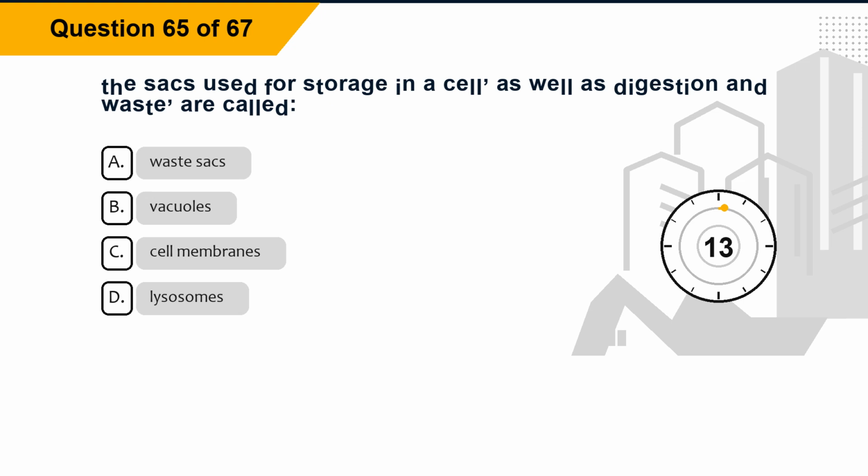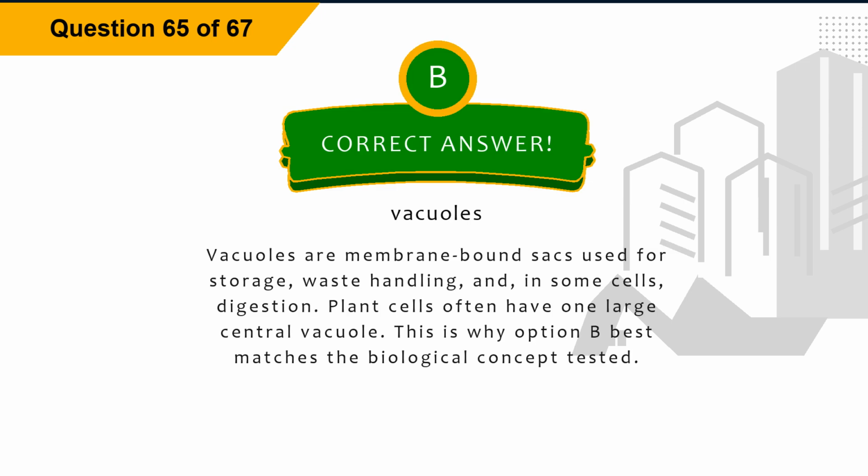Question 65. The sacs used for storage in a cell, as well as digestion and waste, are called Option A, waste sacs. Option B, vacuoles. Option C, cell membranes. Option D, lysosomes. The correct answer is option B, vacuoles.